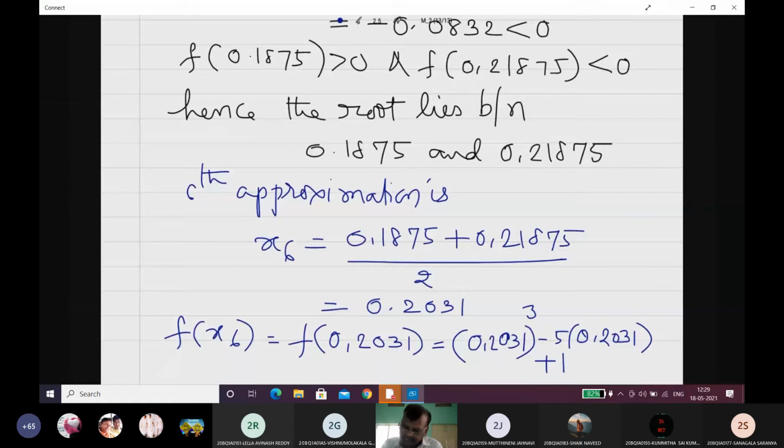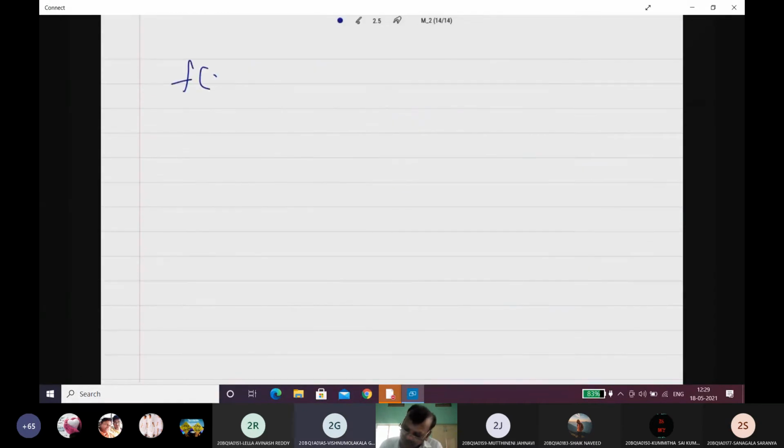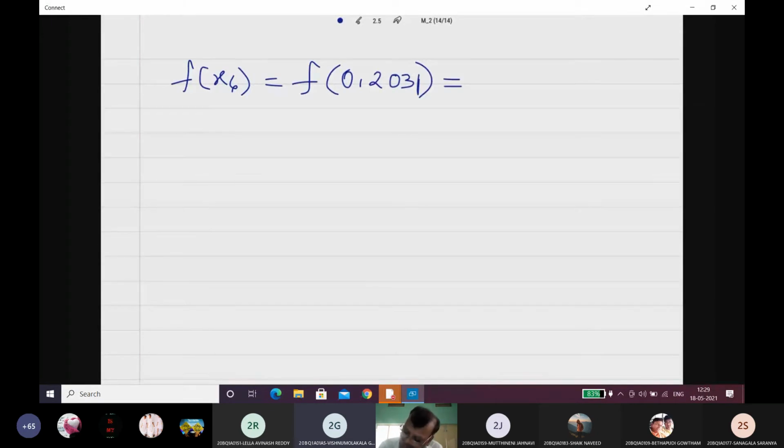Now f of x6 is equal to f of 0.2031, which is 0.2031 cubed minus 5 into 0.2031 plus 1, which comes to minus 0.146.